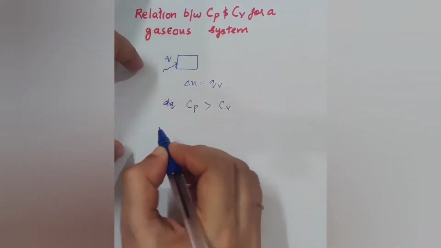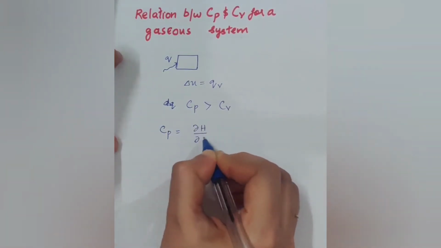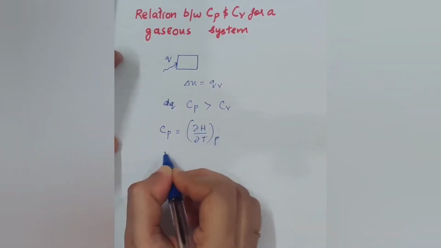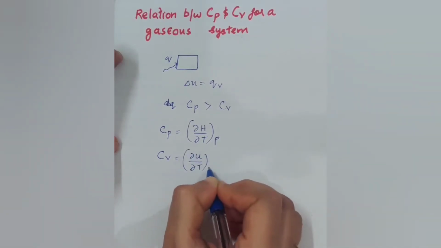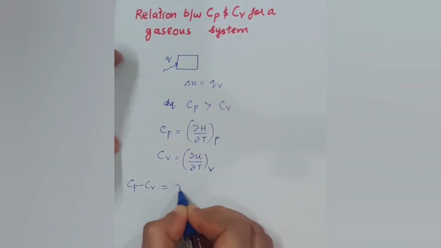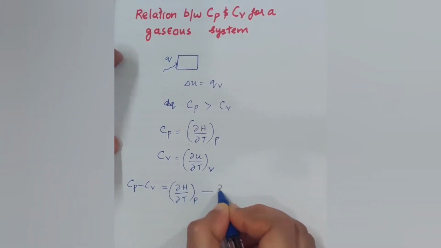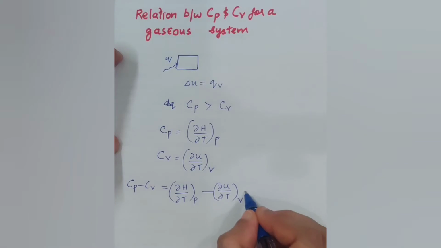Cp is equal to dou H by dou T at constant pressure, and Cv is equal to dou U by dou T at constant volume. That is, Cp minus Cv is equal to dou H by dou T at constant pressure minus dou U by dou T at constant volume. Put it as equation number 1.